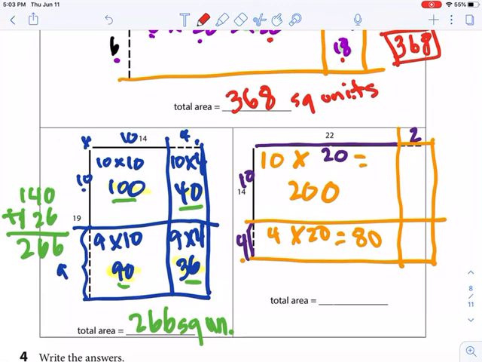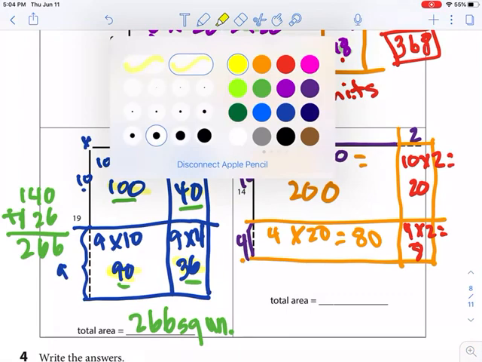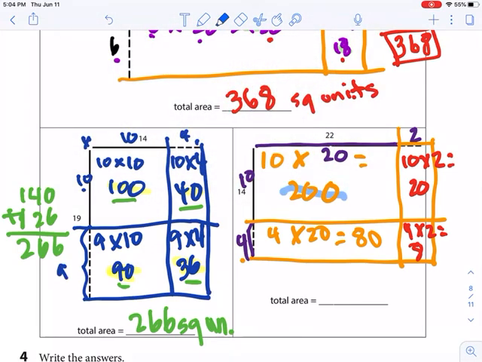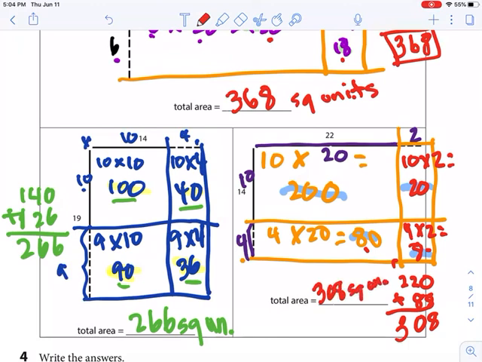10 times 2 equals 20, and 4 times 2 equals 8. All right, let's take a look at our I have 200, 20, 80, and 8. All right, so I'm going to go ahead and add these down below. 200 plus 20 is 220. 80 plus 8 is 88. I'm going to add those partial products, and I have 308 square units as my answer.